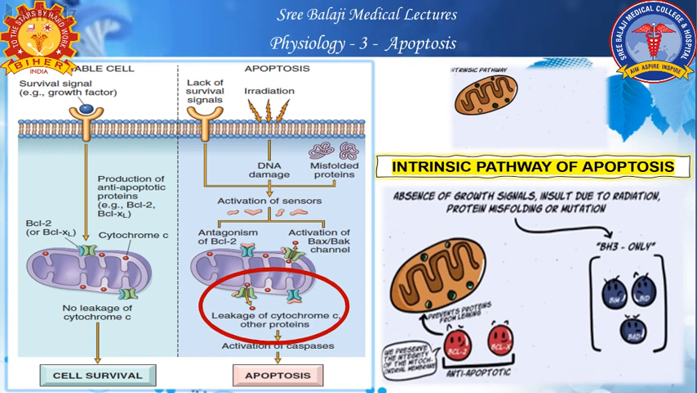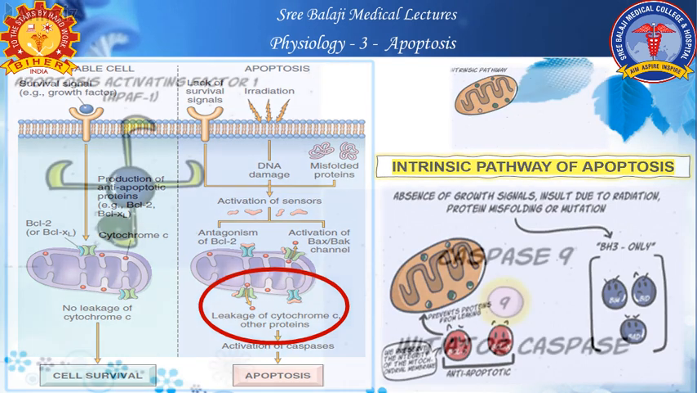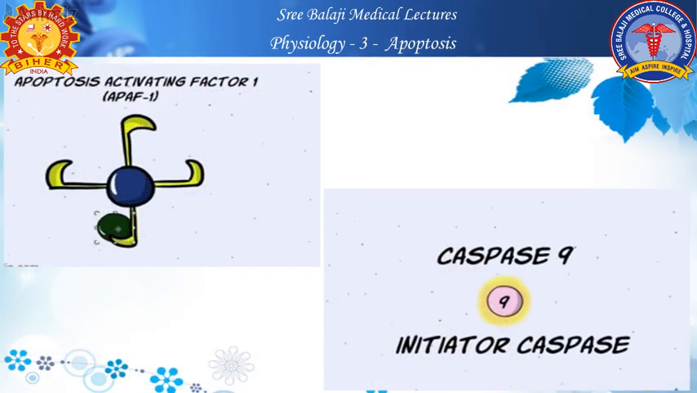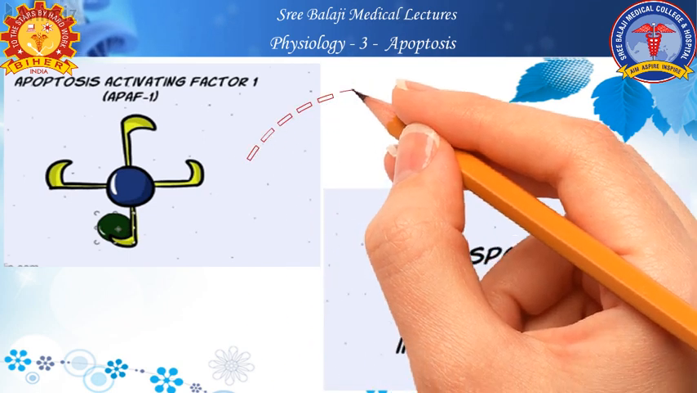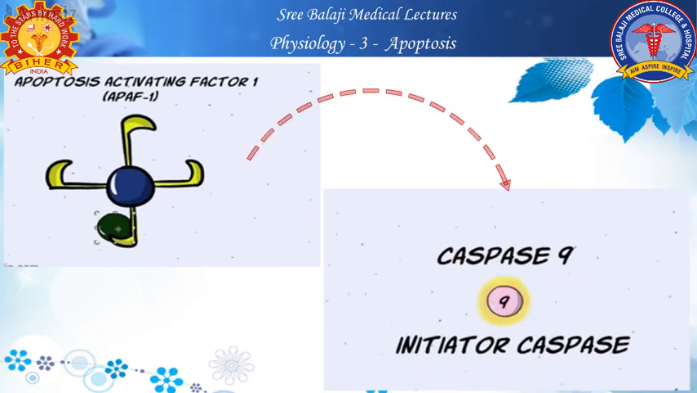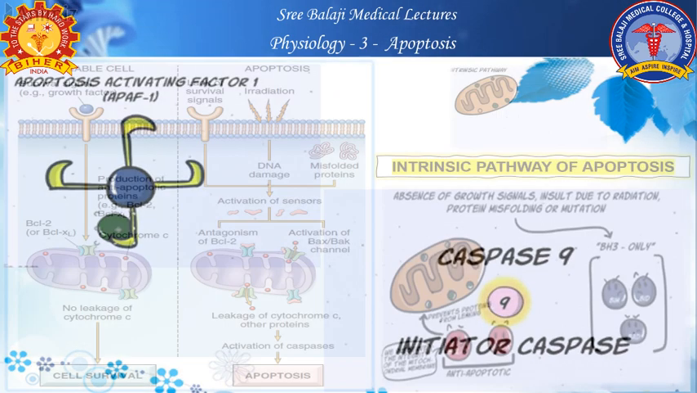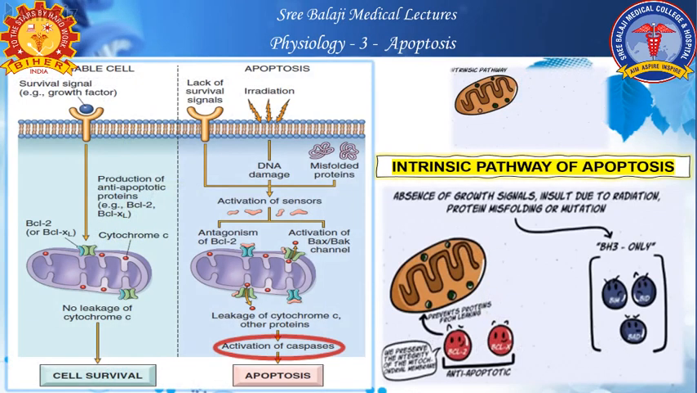And the released cytochrome C will bind with the apoptosis activating factor number 1 to form the apoptosome. This apoptosome in turn will cause activation of initiator caspase number 9. After the activation of initiator caspase 9, it will initiate the executioner caspases number 3 and 6, and the apoptosis will start to take place.